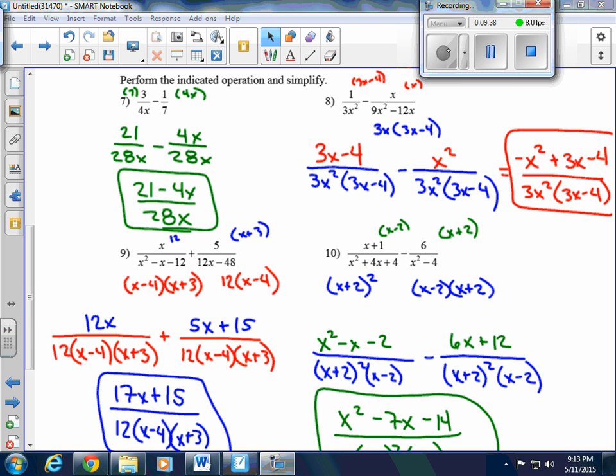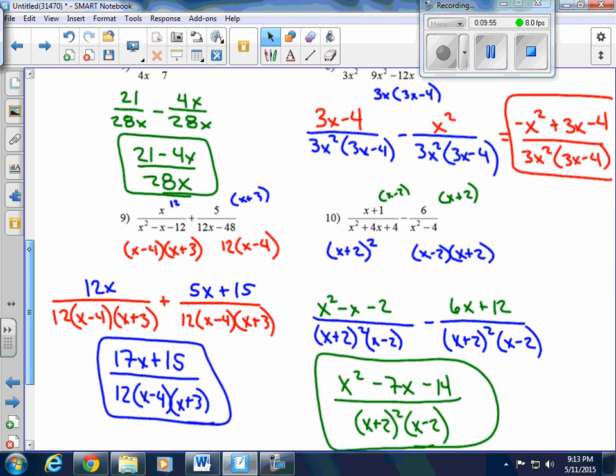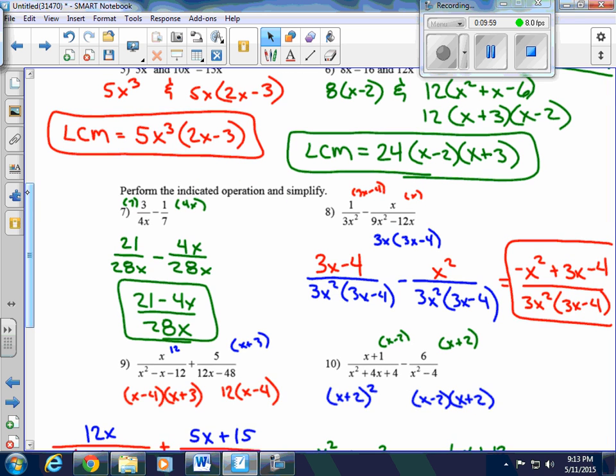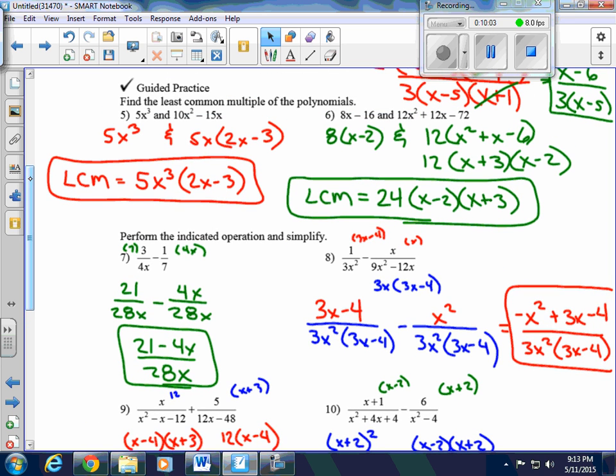And here are the answers to those guided practice questions. Now, if you notice again, we always have to get a common denominator before we add or subtract fractions. So in questions 7 and 8, 9 and 10, we had to get a common denominator before we add those. And for questions 5 and 6, all we're doing there is finding the least common multiple.